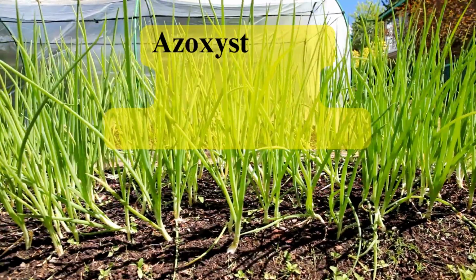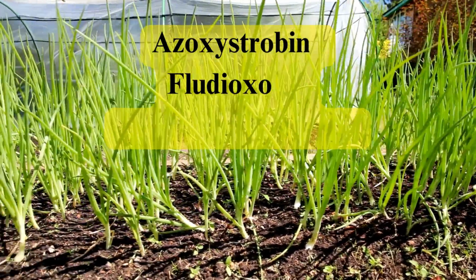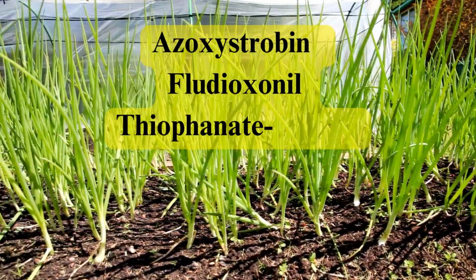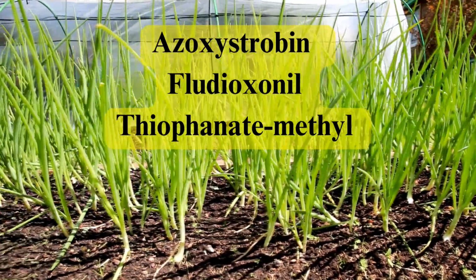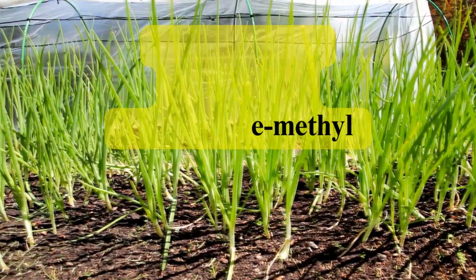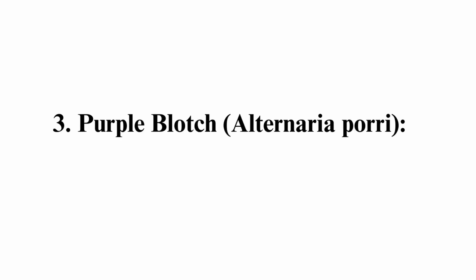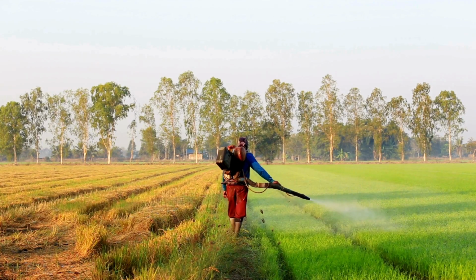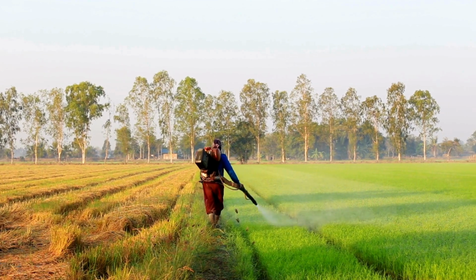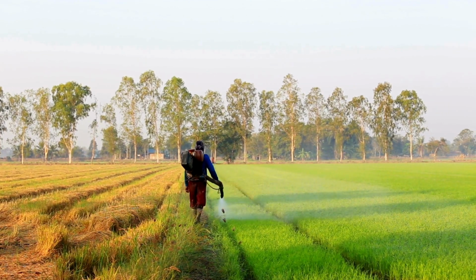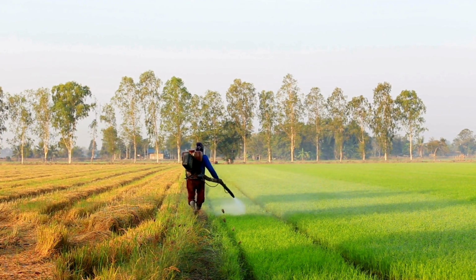These fungicides, acting through different mechanisms, contribute to a comprehensive management approach for botrytis leaf blight in onion crops. 3. Purple blotch, Alternaria porri. Circular lesions with a purple center on onion leaves characterize purple blotch, impacting bulb size and quality.